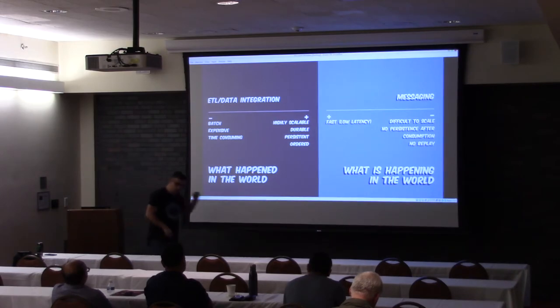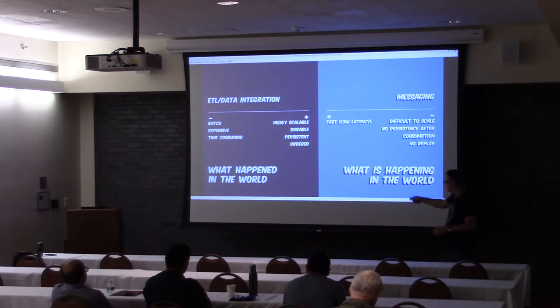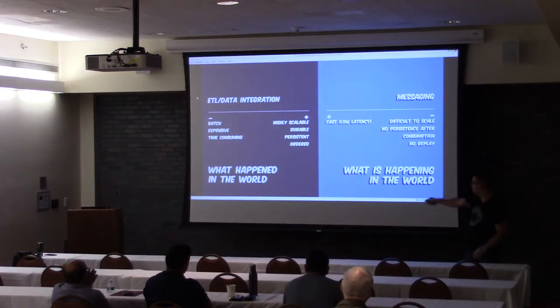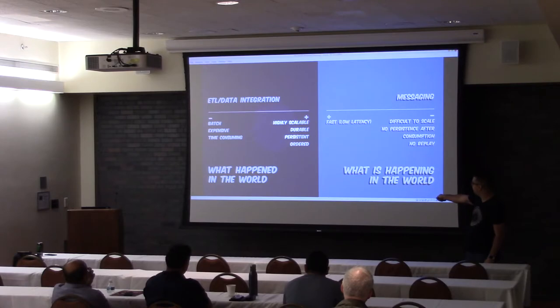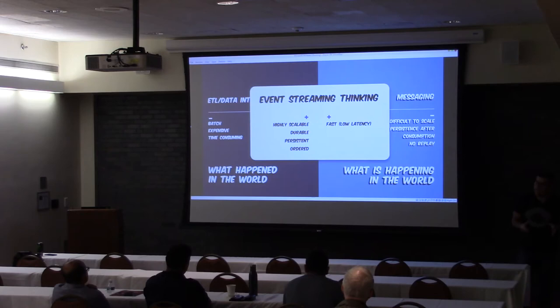And if you ask me what Apache Kafka is, I told you before, it's a distributed streaming platform, but what that really means is, if you think about the advantages of messaging technologies, which are fast and low latency, and the advantages of ETL and database architecture, which are highly scalable, highly durable, highly persistent, and highly ordered, if you mix them together, that is what distributed streaming platforms are, and therefore, that is what Apache Kafka really is.